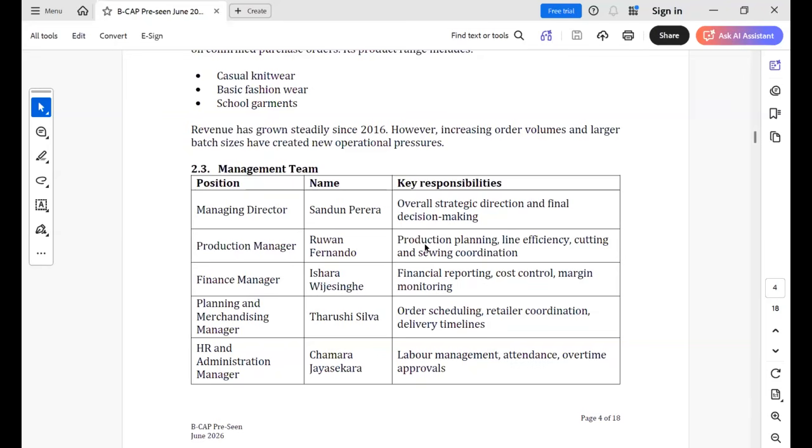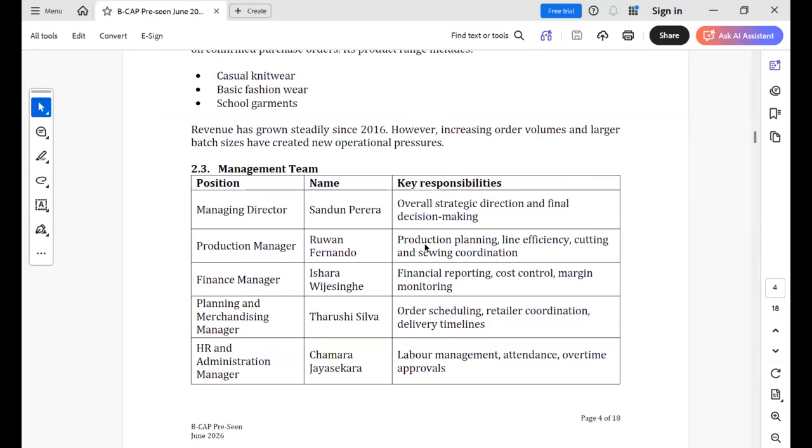Then if you take the production manager, he's focusing on production planning, line efficiency, cutting and sewing. But what I notice in this organization structure is that there is no person having overall responsibility, like a general manager. Generally, for a factory, small, medium scale, or large, there is a person who is responsible for the entire plant operation. That is called the general manager. There is no general manager position here, right? If that were there, these people would have reported to the general manager. Then finally, the general manager communicates directly with the managing director or the board of directors, right?